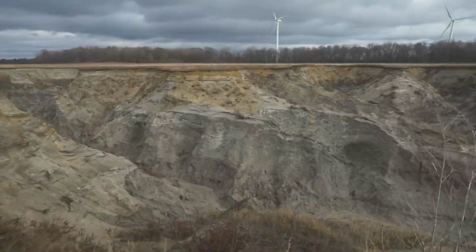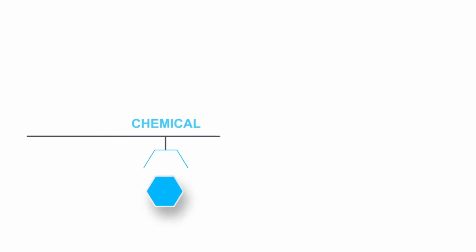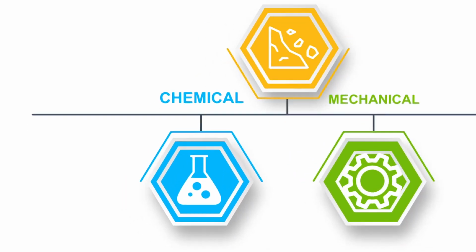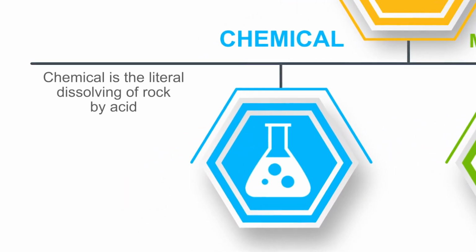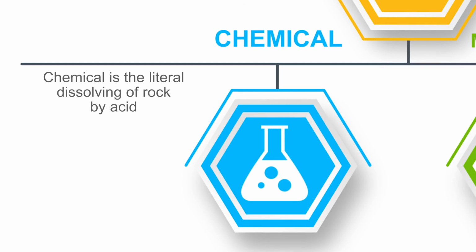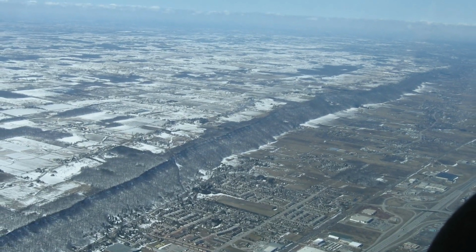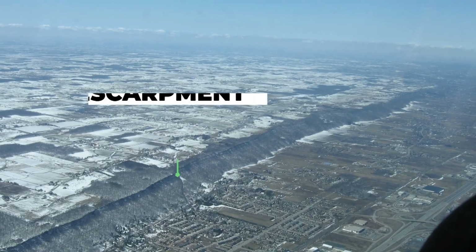There are two main types of erosion: mechanical and chemical. Chemical is the literal dissolving of rock by acid, a more common occurrence than you might think, especially in areas of Ontario with lots of limestone, like the Niagara Escarpment.